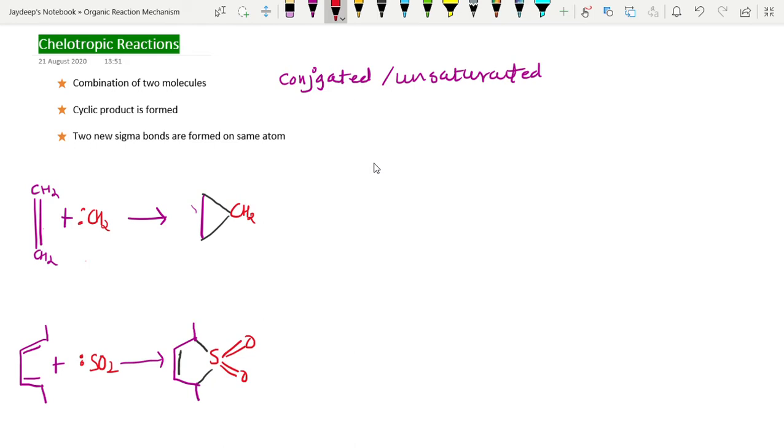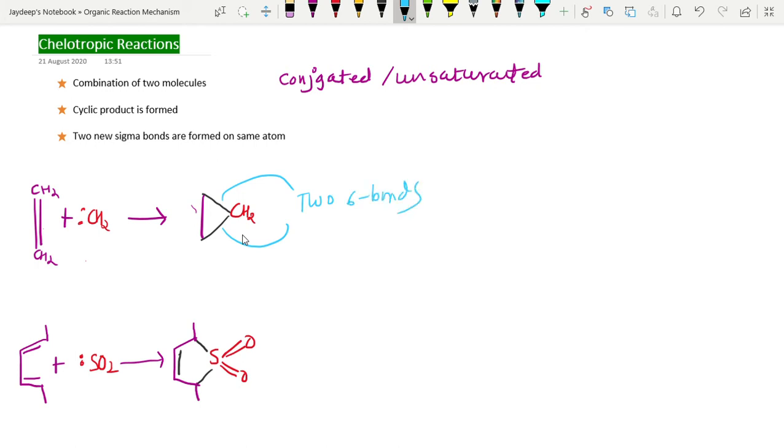Now let us consider an example. This particular molecule is ethene, which reacted with this carbene. Now when the carbene reacts with the ethylene molecule, it forms a cyclic product, this particular cyclopropane ring. Here you can see these two new bonds are formed. Two new sigma bonds are formed.